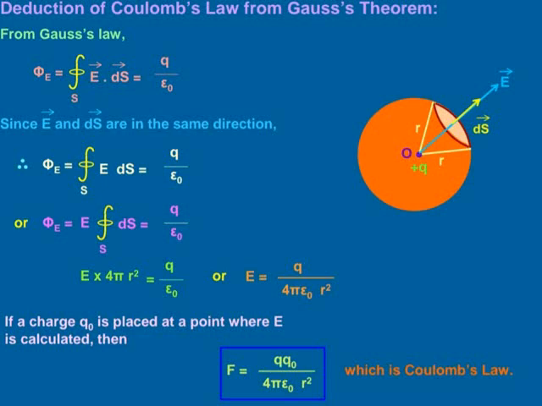And now, if we put a charge Q naught at a point where E has to be calculated, then the force will be given by Q Q naught upon 4 pi epsilon naught r square, which is Coulomb's law.